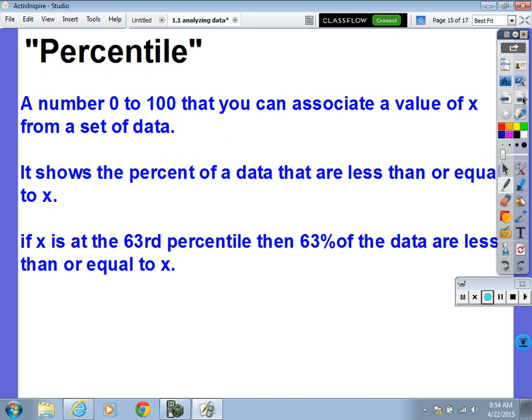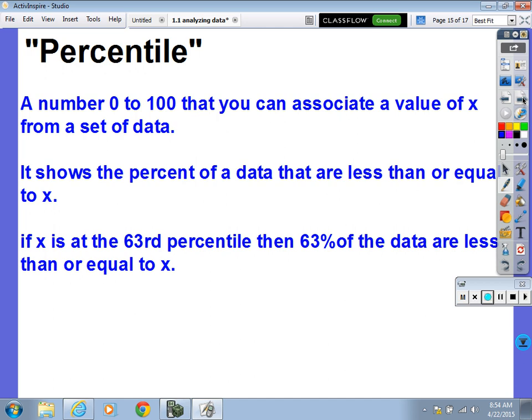So I'll just show you the example, really, is the best way. Percentile, once again, just shows the percent of data, so the number of points that are less than or equal to the percent that you're talking about. If X is at the 63rd percentile, then 63% of the data are less than or equal to X. So basically, if you want the 63rd percentile, you find 63% of the number of data points, and then you count that many off.